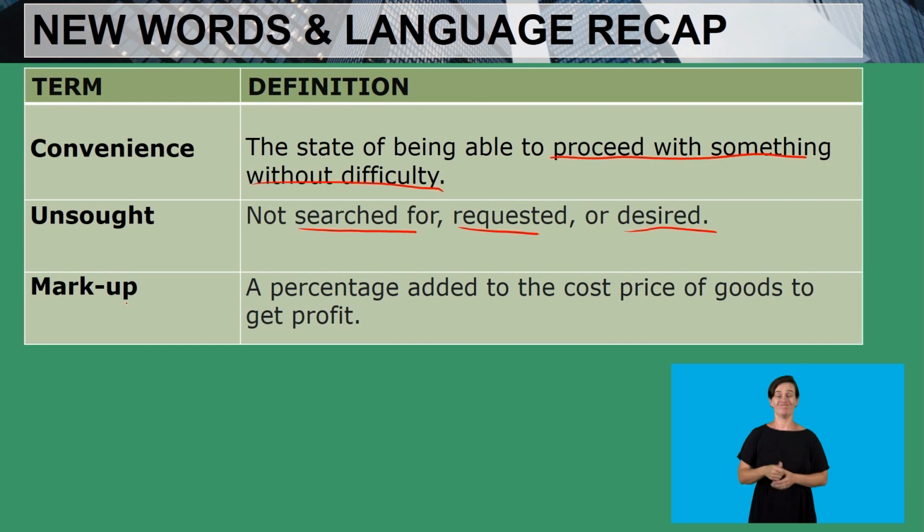So remember, we said unsought products are those products that we do not think of until the need for them arises. We then have what we call a markup, which is a percentage that is added to the cost price of goods to get a profit. So if my product costs 10 Rand, I can say that I want to have a markup of 100%, meaning that I am going to charge my product 20 Rands.